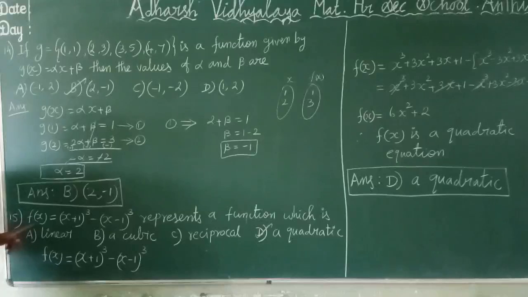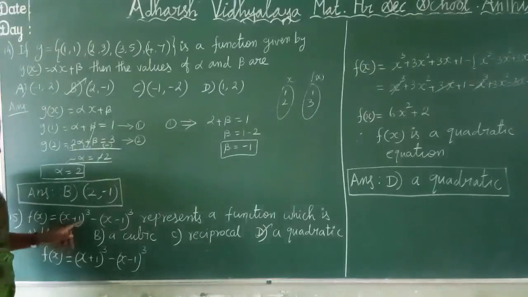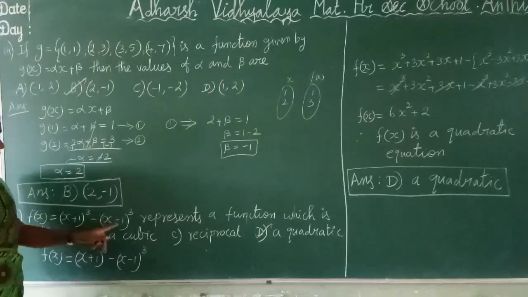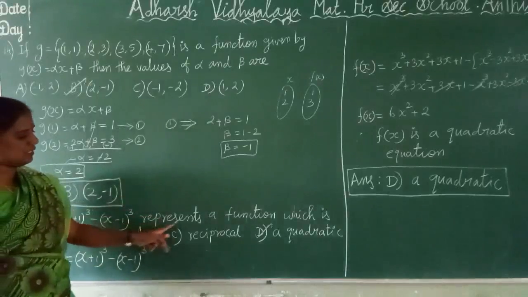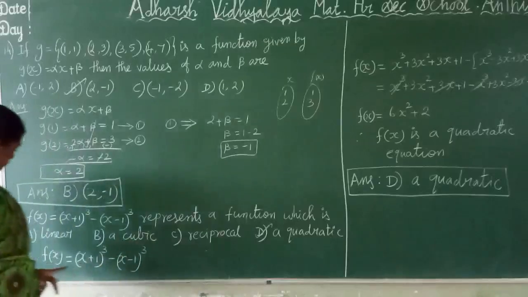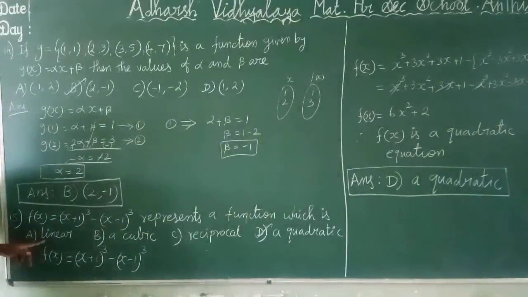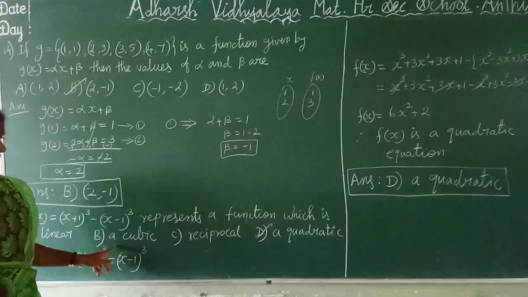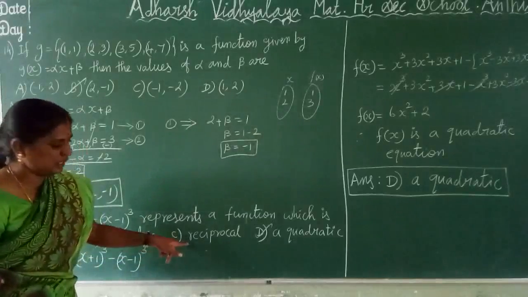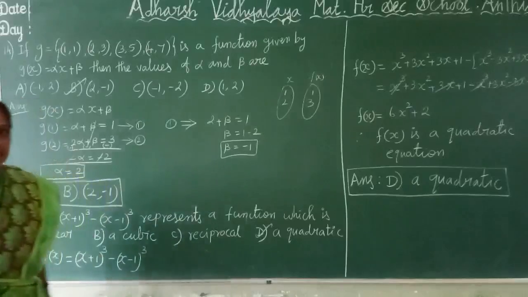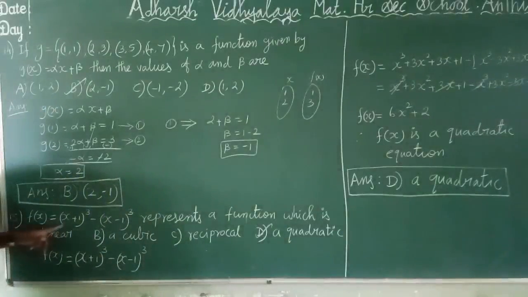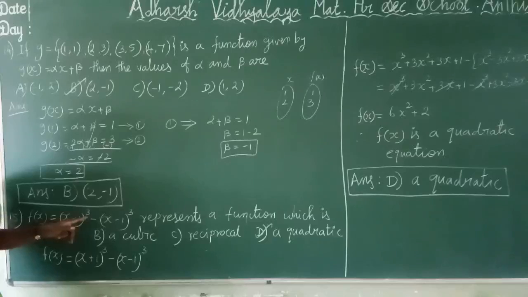Next, 15. F of x equal to (x plus 1) whole cube minus (x minus 1) whole cube represents a function which is linear. Linear means the power is 1. Cubic power is 3. Reciprocal, that is 1 by x. Quadratic, power 2. Which is the correct one? Here a cubic expression is given, so solve it first. At last, in f of x, what is the power?